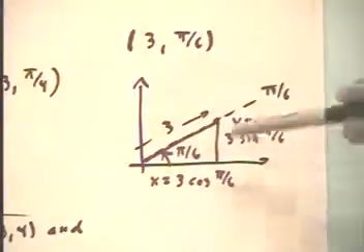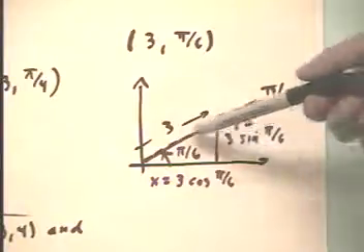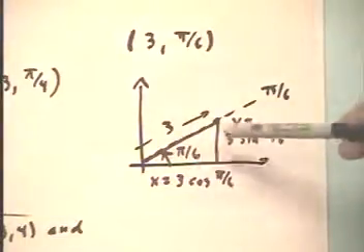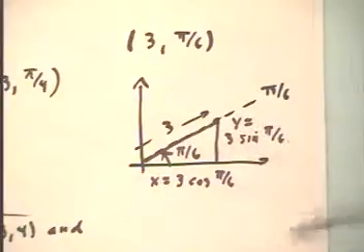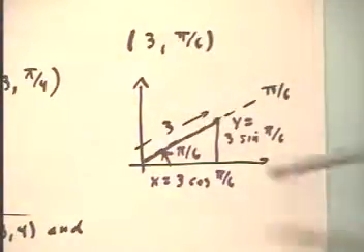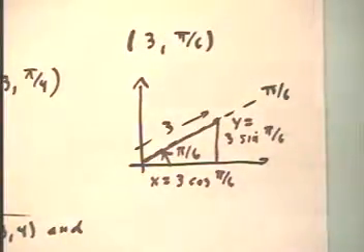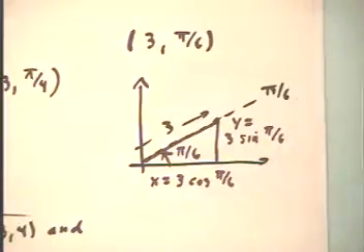From the right triangle definition or from the circular definition, this point lies at an angle of pi over 6 on a circle of radius 3. We see that the y and x coordinates are just given by the trigonometric relationships. y is going to be 3 sine pi over 6. x is going to be 3 cosine pi over 6. So this gives us a very simple way of determining the rectangular coordinates of a point given in polar coordinates. 3, pi over 6 in polar coordinates is going to be 3 cosine pi over 6, 3 sine pi over 6 in rectangular.